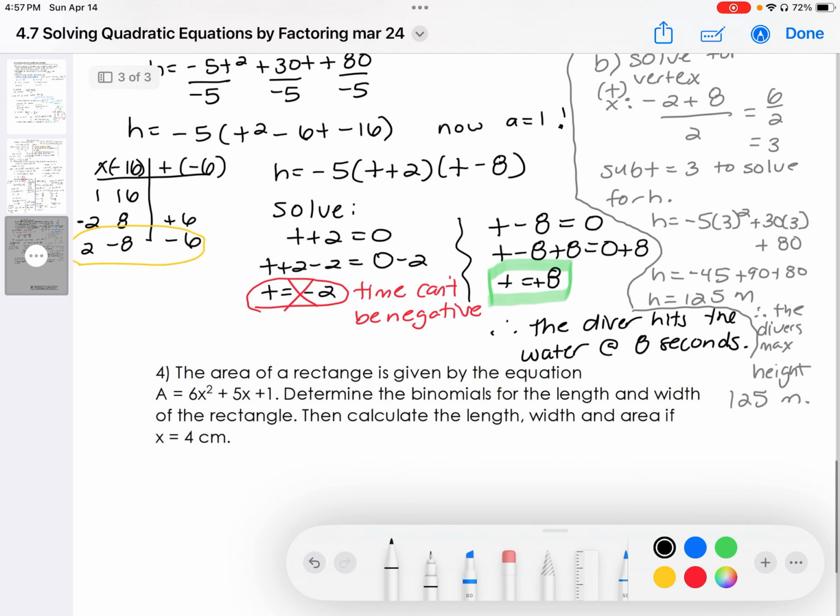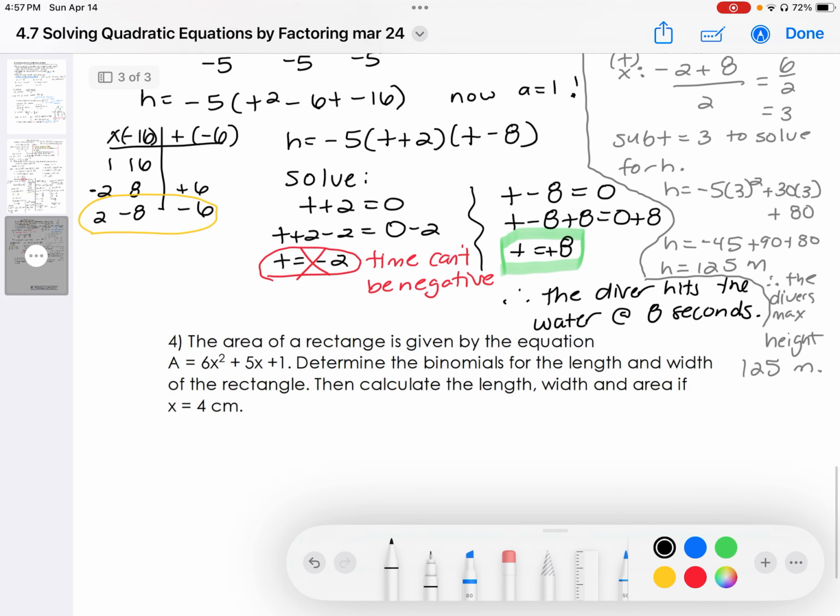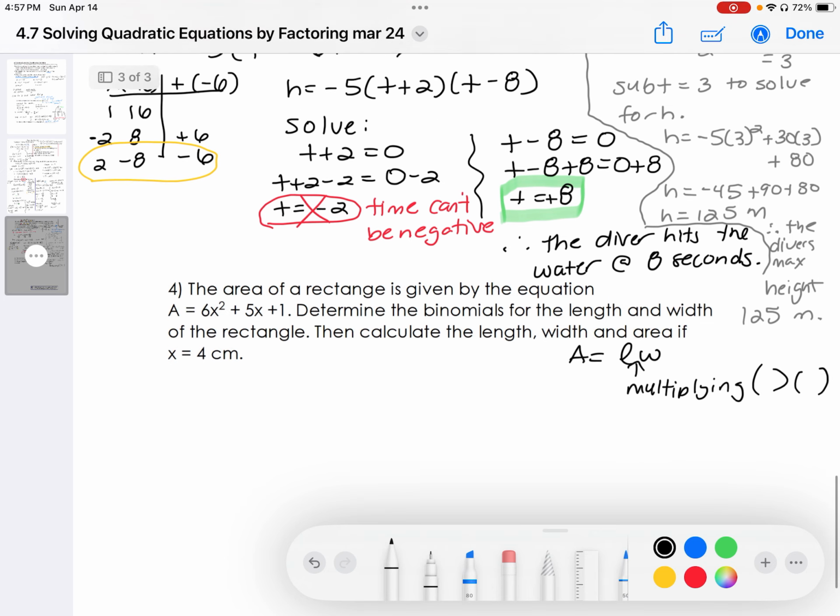Okay, I like this question. So the area of a rectangle is given by the equation area equals 6x squared plus 5x plus 1. Determine the binomials for the length and width of the rectangle. Then calculate length and width and area if x equals 4 centimeters. Okay, so when we have area, you're used to area is length times width. This is multiplication. So in here we are multiplying, right? Which means that you can multiply anything, even if it has two binomials. So that's what we're going to do.